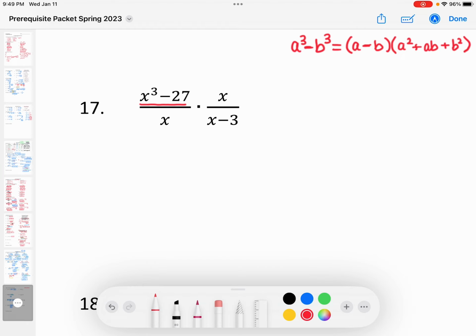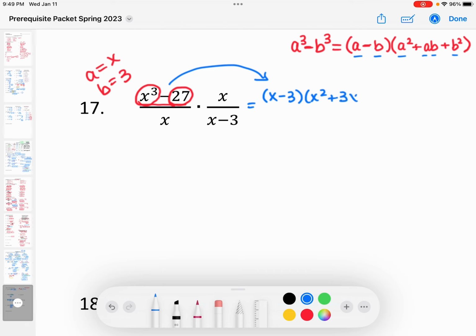You might want to study the other one, the one that has a cubed plus b cubed. So this is a difference of cubes. Can you tell what the a and the b equal? What's cubed to make this? X is cubed. What's cubed to make this? 3 cubed makes 27. So when I go to factor this, I am just going to be plugging in an x and a 3 for all of my a's and b's in the formula. A minus b, a squared plus ab plus b squared. So that's the factored form of x cubed minus 27.